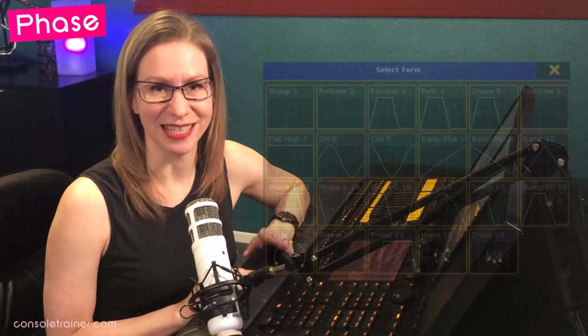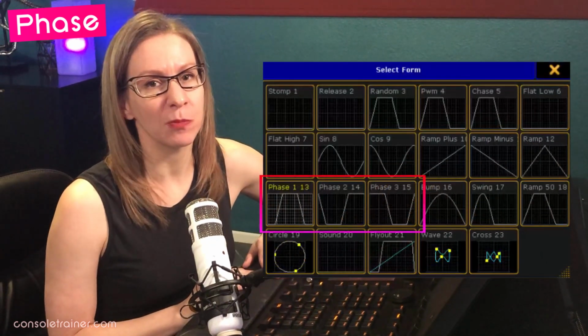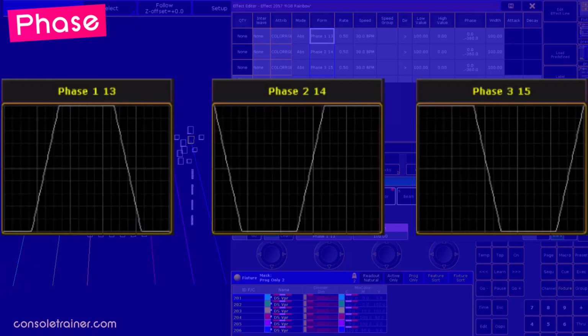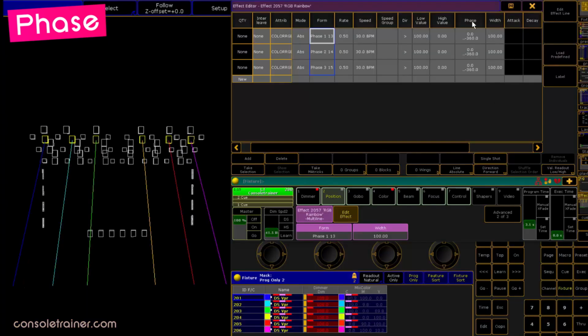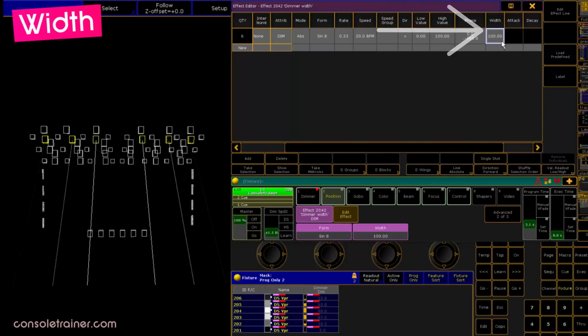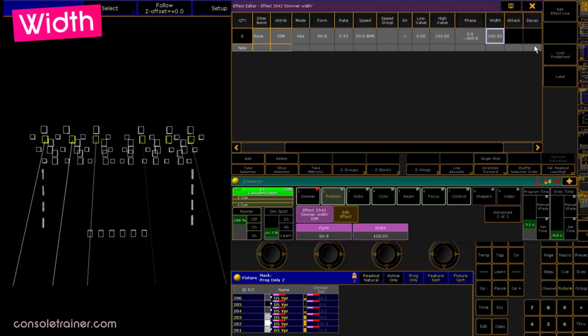There's also 3 offset phase waveforms built into the desk. If you've ever used the predefined RGB rainbow, then you were using these 3 forms. See how each phase is offset evenly? They're each 120 degrees off from each other. That means we don't even have to change the phase cells because it's built into the form. That offset between our 3 color attributes is what makes this a rainbow and not just a cycle between white and color black.